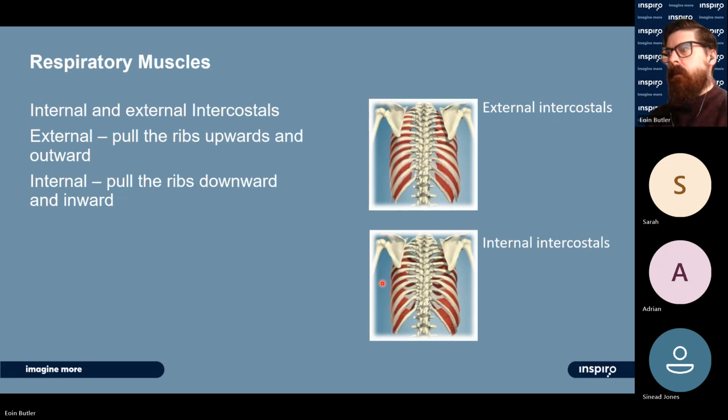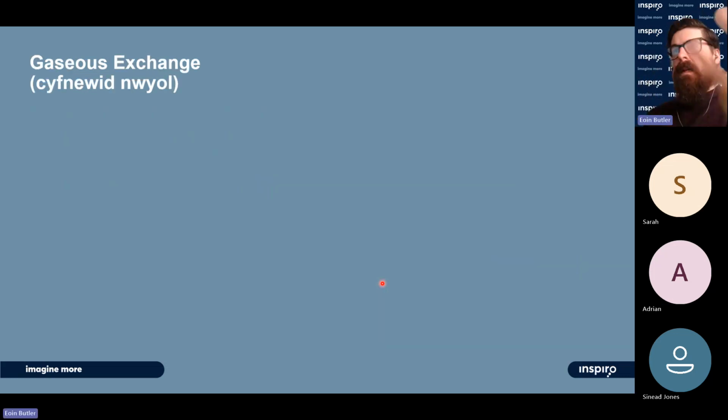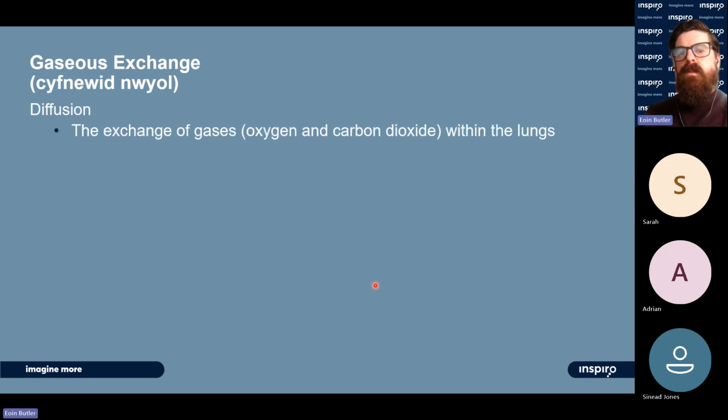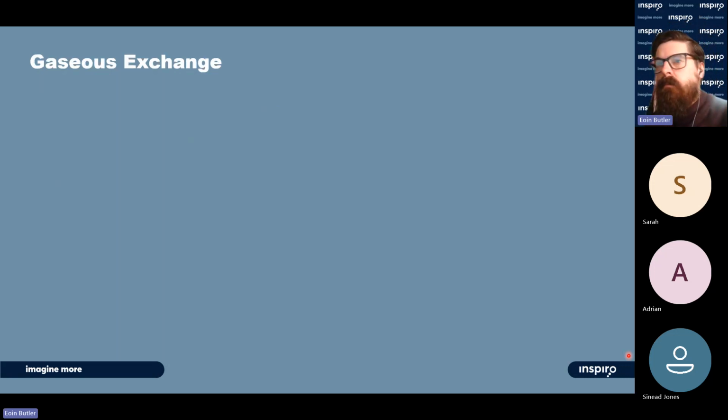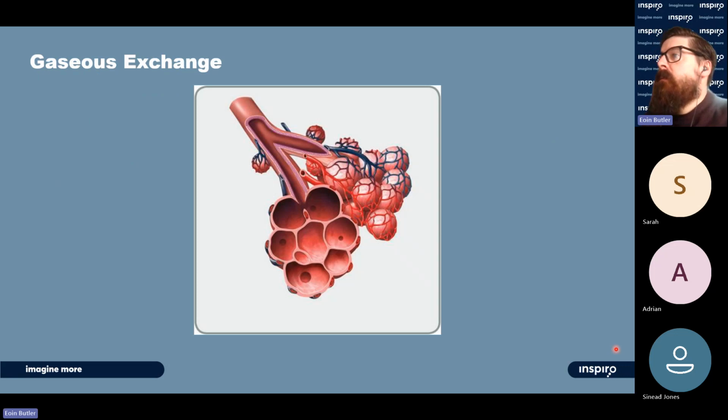Okay. So then gaseous exchange will take place within the lungs. It's also known as diffusion. So if you see diffusion written down, it means gaseous exchange. So it's the exchange of gases, oxygen and carbon dioxide within the lungs. This occurs within the capillaries that surround the alveoli in the lungs. And it looks a little bit like this.